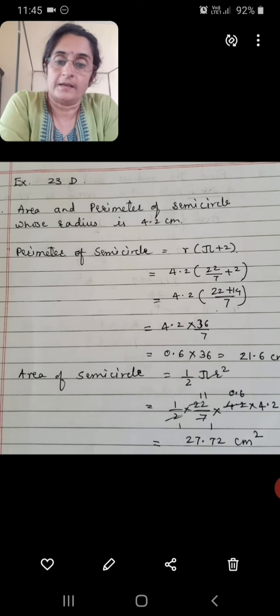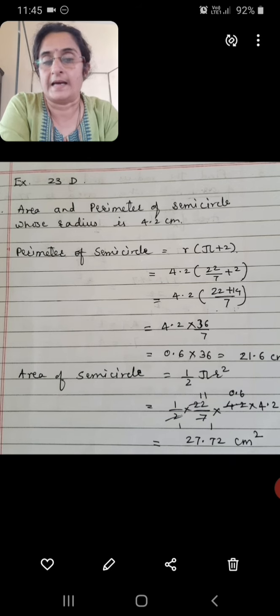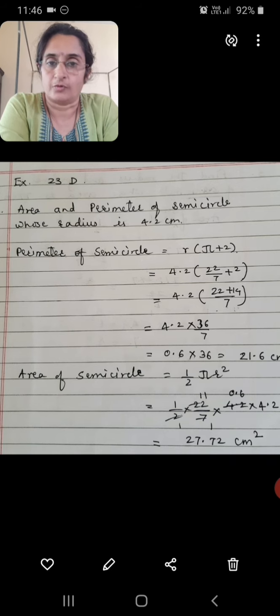So what is the area? What is the formula to find out the area of a circle? That is pi r square. So if you make it half of that, that will be the area of a semicircle. So to find out the area of the semicircle, we are going to use the formula half pi r square, because pi r square is a circle, half pi r square is a semicircle. Now to find out the perimeter of a semicircle, we use the formula r in the bracket pi plus 2. Fine. So using these two formulas, we are going to find out the area and perimeter of a semicircle.